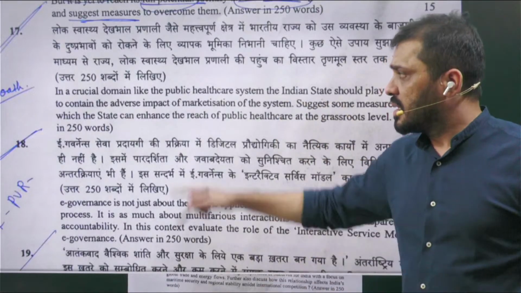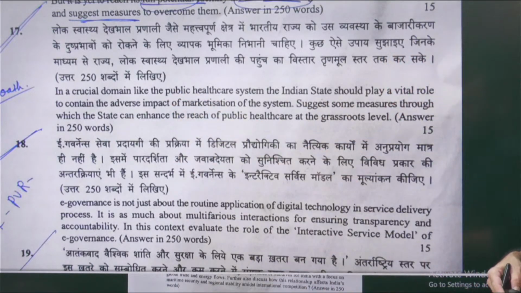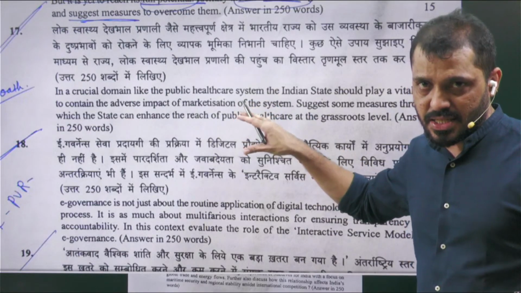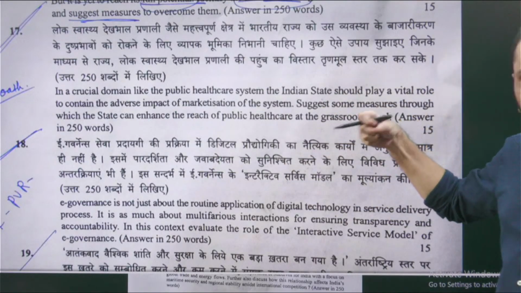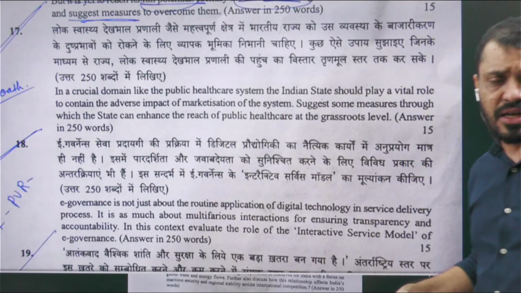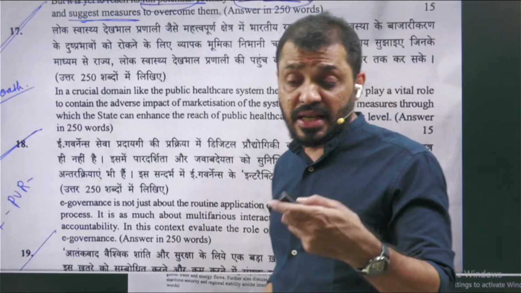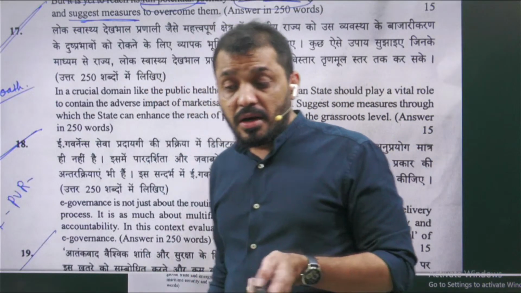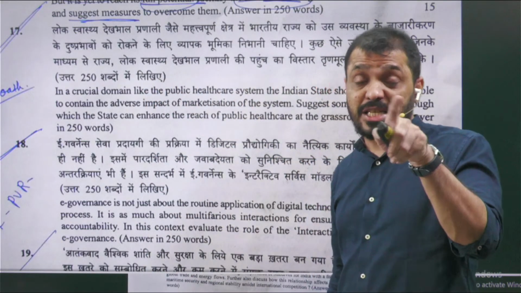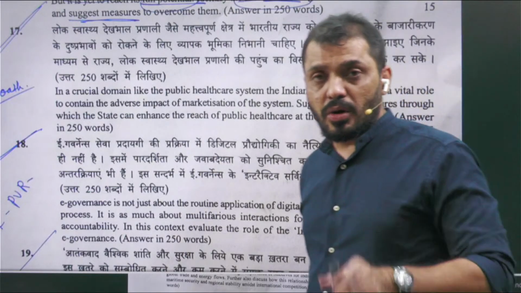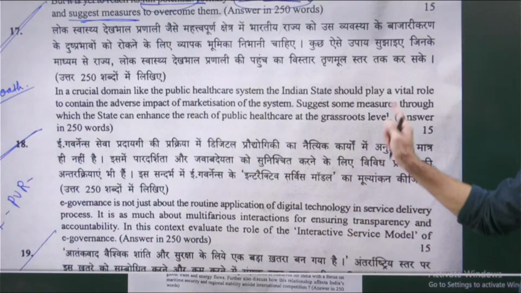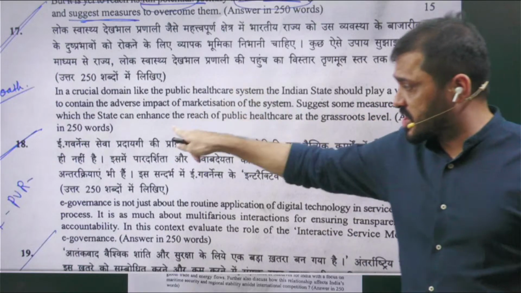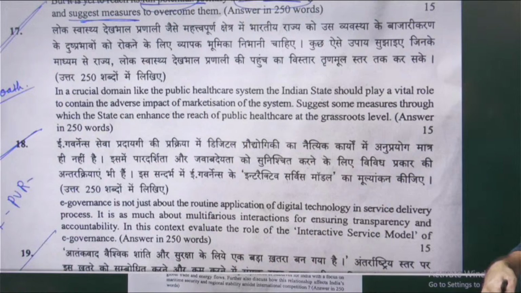Topic number 17. In a crucial domain like public healthcare system, the Indian state should play a vital role. This is about social justice, the role of the state in public health. So the government role must be very good in public health. We are discussing recently the Government of India increased the 5 lakhs insurance scheme as well to the 70 plus people under the Prime Minister scheme.